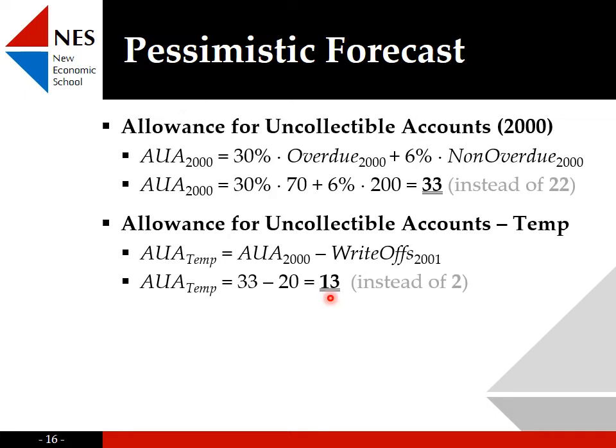Now, remember that initially this number was only 2, right? So the company was very precise in predicting how much of its receivables will not be ultimately collected. Now it is 13, so it is higher by 11, and 11 is also the difference between 33 and 22. So another way of presenting that result is to say that the company has overstated its expectations about bad debts, not by a factor of 2, but by a factor of 2 plus 11, that is to say 13.